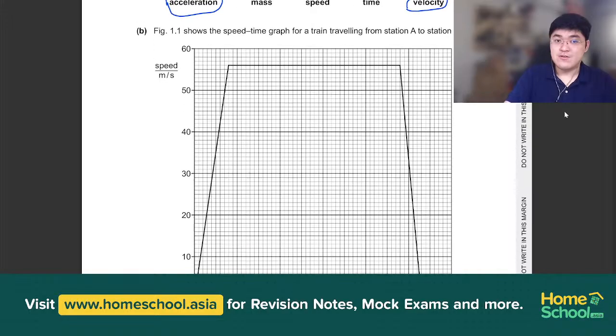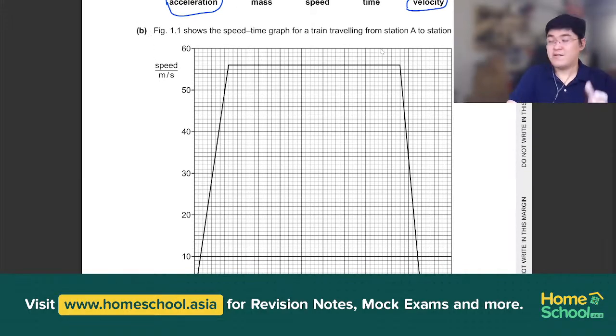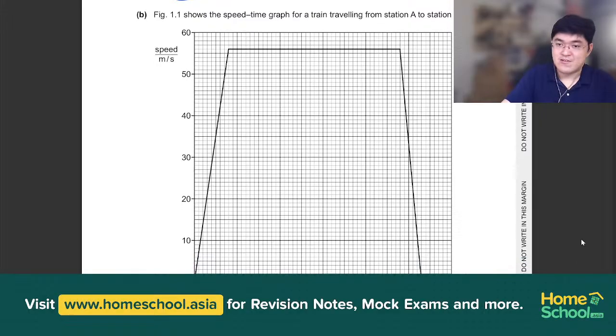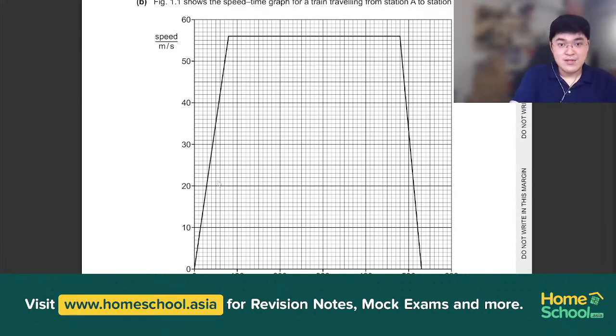Okay, so for 1B, we can see over here this is a graph, right? And this is a speed time graph of a train traveling from station A to station B. As you can see, the graph starts from 0, 0. The graph has a nice long straight line all the way up to here. We will find this value later at this time, and it moves off here at a constant speed, and then afterwards it goes back down again. This is acceleration, this is constant speed, this is deceleration.